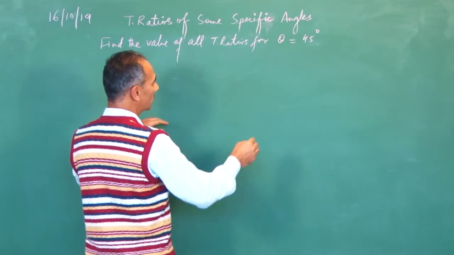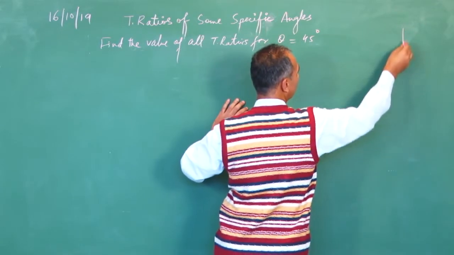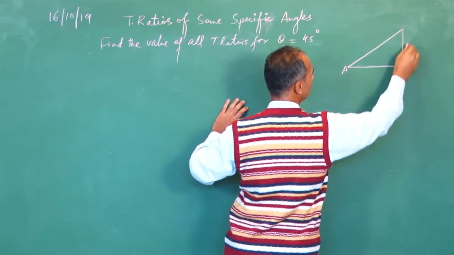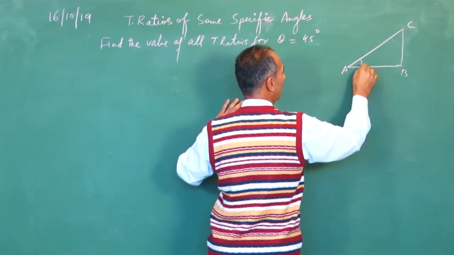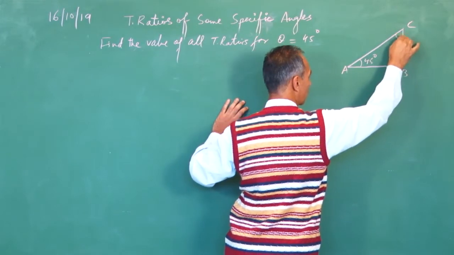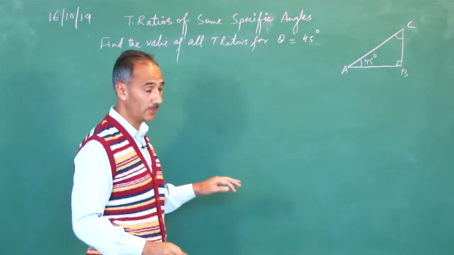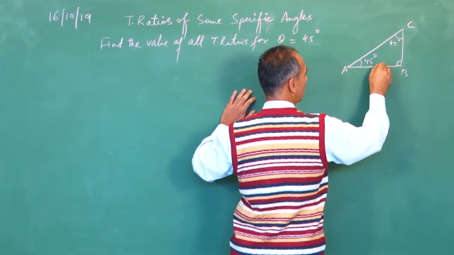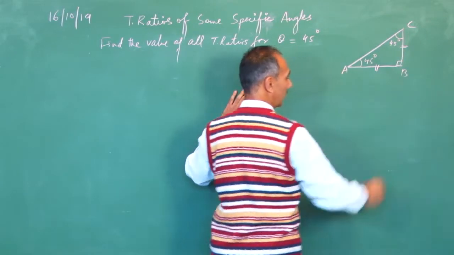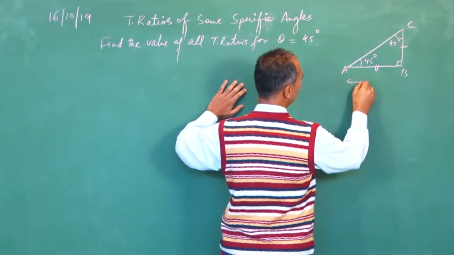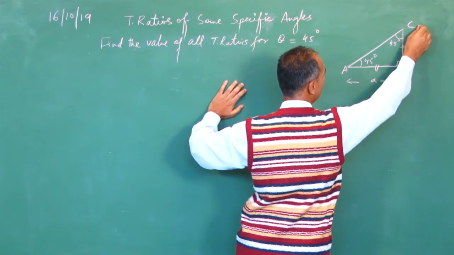Now, my theta is 45, so I will take a right angle triangle ABC. If this has to be 45, as you know, this is already 90, then this is also 45 as per angle sum property. That means this side has to be equal to this side. It's an isosceles right triangle. Let me take AB as A. So BC is also A.